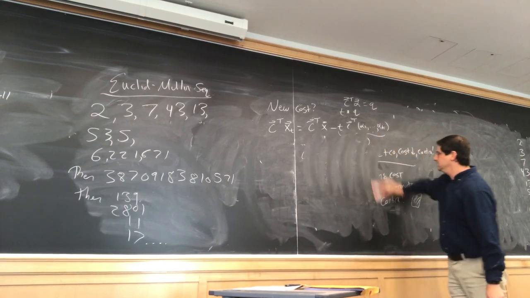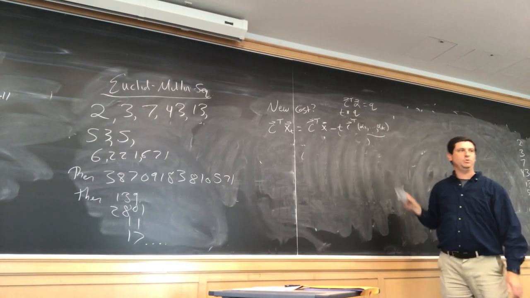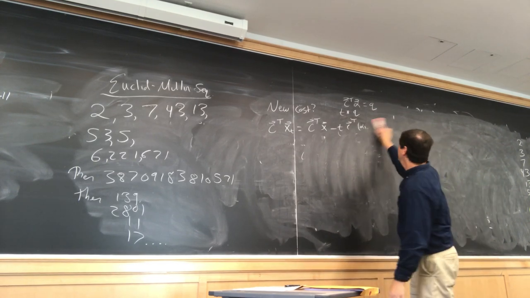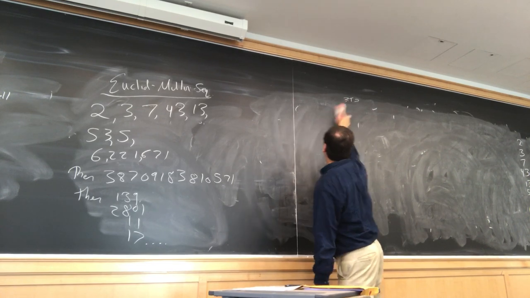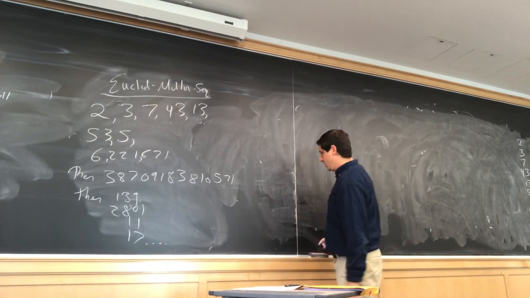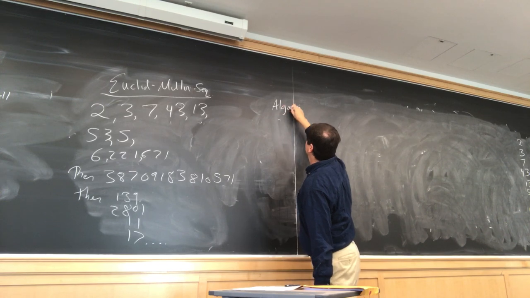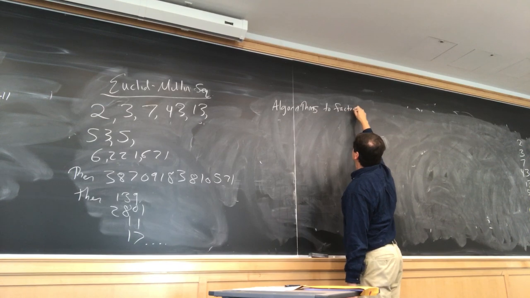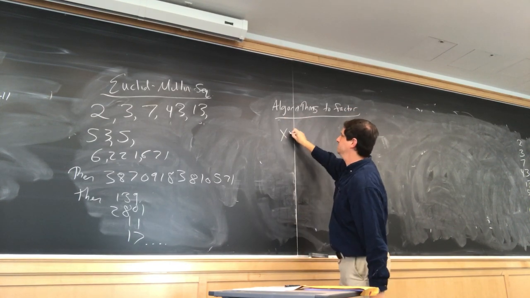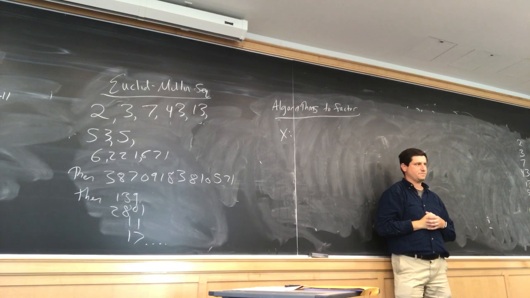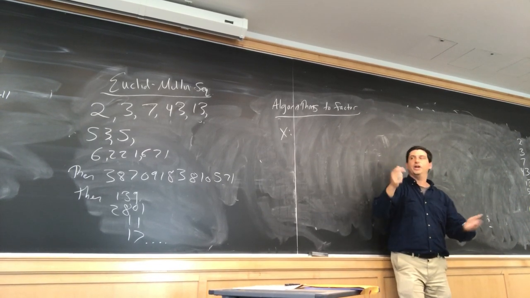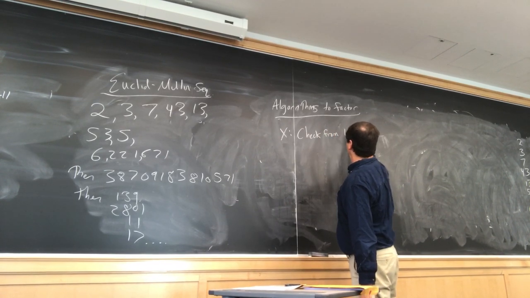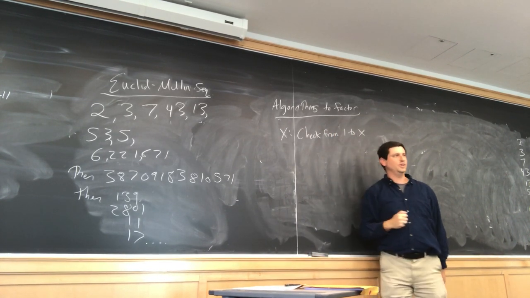So I deliberately want you to give me bad answers now. I will be upset if you give me good, efficient methods for the first round. I want the worst possible thing you can think of. Right? So I want algorithms to factor. So let's say you want to factor x. How could you factor x? Check every number. Okay, good. Check from 1 to x. Beautiful. How long will this take?